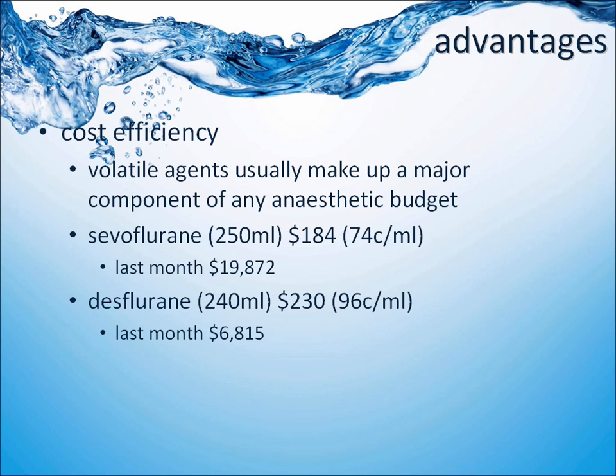The main advantage that I'll point out is that it's quite cost efficient. As you know, volatiles aren't very cheap. They make up most of our budget. Last month alone, we spent probably just under $20,000 on sevoflurane in the hospital, and just under $7,000 for desflurane. So it's about 74 cents per mil for the sevoflurane and about 96 cents for desflurane.